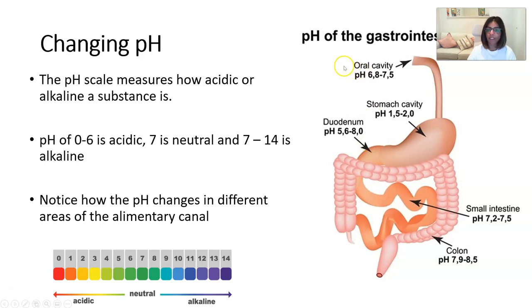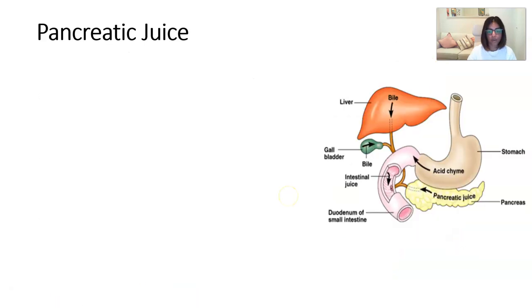So in the oral cavity, that is the mouth, we are neutral. The stomach is very acidic and the duodenum is alkaline. We can see here on the pH scale that 0 to 6 is considered to be acidic, with 1 and 0 being the most acidic. Number 7 is neutral, and anything above 7 is alkaline, with 14 being the most alkaline and 8 being the least. Associated with the small intestine are the accessory organs, as I've mentioned before.